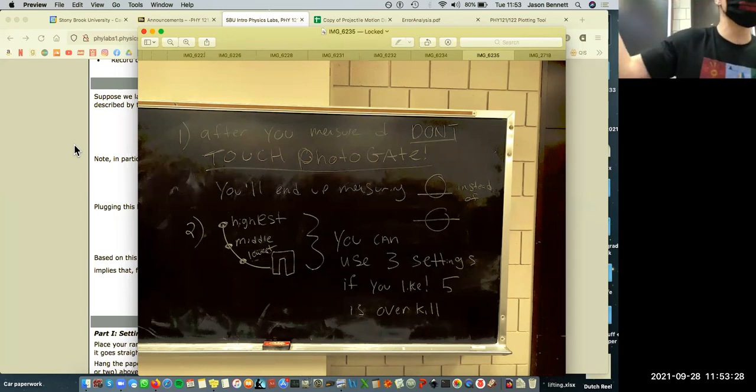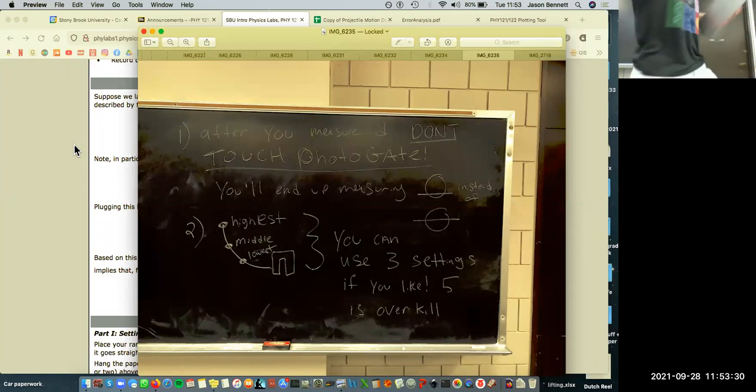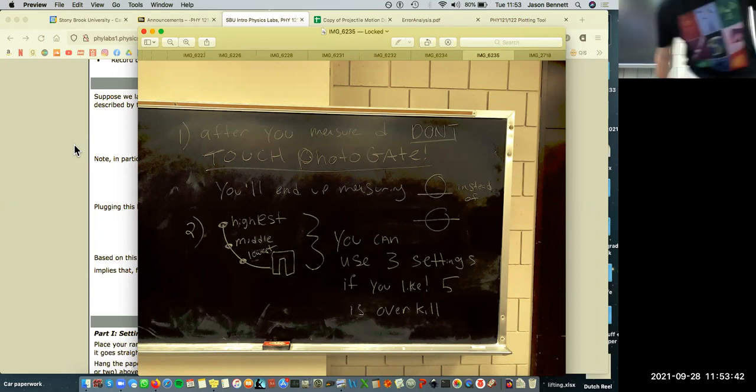And one way you can test that is at the very end of lab, you can do it again. And if you get the same diameter of the ball, that confirms you didn't touch anything. But obviously you only have to do that if your value of G is way off or something. That would be a way that you could say, oh, this is why my data is bad for this lab or something.